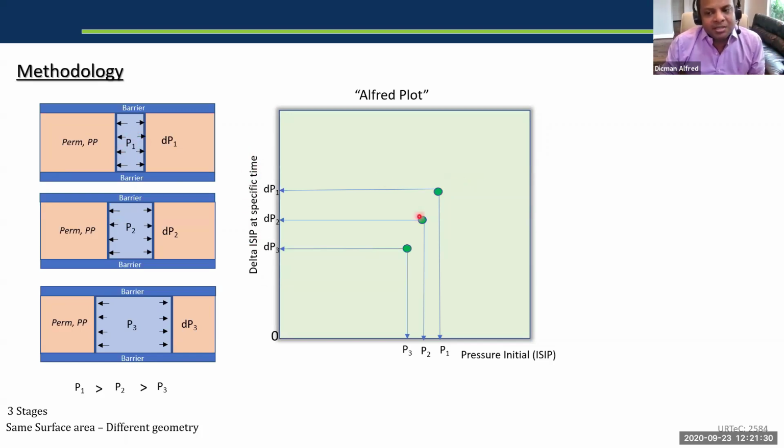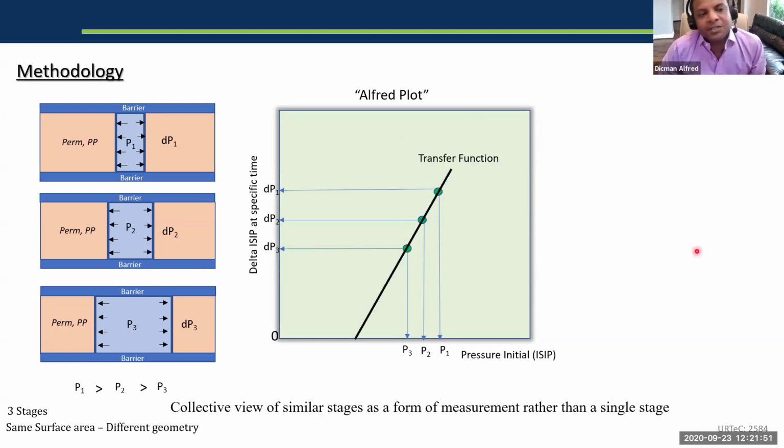minutes or 10 minutes, you're going to see something like this. Because you have higher pressure, the same permeability, and the same surface area, you're just going to leak off faster. There will be a lot of leak-off compared to the one that had a lower pressure. It's just pressure-dependent leak-off. Now, the key to the methodology is instead of looking at each individual point, I'm going to look at a collective view of the stages. If I look at the collective view, it's the same frac job. It's just that it's got different geometry, but the surface area I created is the same.